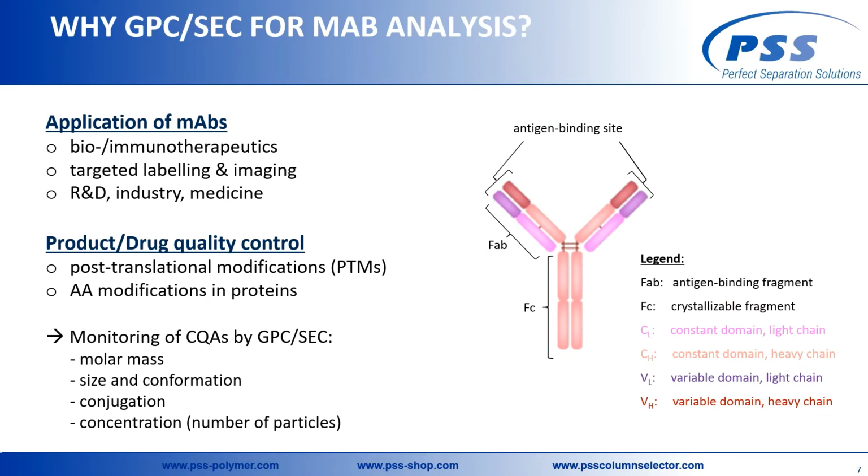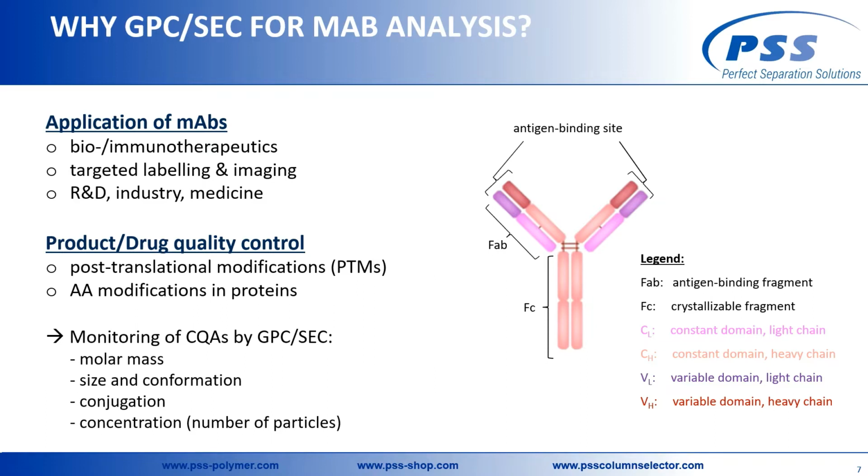Nowadays, monoclonal antibodies are used in a variety of ways, for example applied as biotherapeutics and immunotherapies, or used for targeted labeling and imaging. We focus on the application of MABs in medicine as biotherapeutics. They must always be controlled with regard to their critical quality attributes throughout their whole life cycle. Otherwise, this can have serious consequences, such as immunogenicity. GPC-SEC allows for monitoring CQAs such as the molar mass distribution, size and conformation, conjugation, and of course the concentration, so the number of particles in solution.